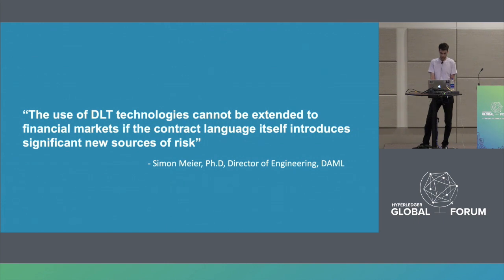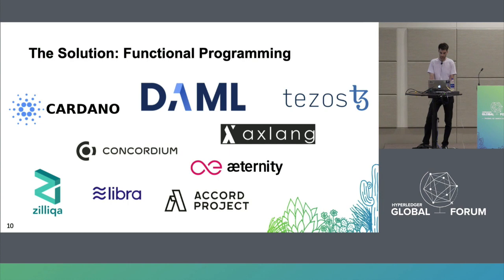So talking about this, how can these problems be solved? The solution is functional programming, and we're not the only ones that think this. Here's just an example of some logos of some other blockchain companies that are also using functional programming for this. I'm saying functional programming is the solution right now, but I haven't explained how at all. So let's go into that.